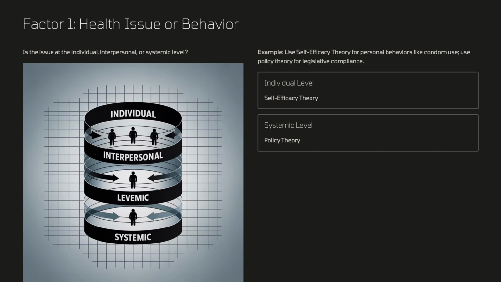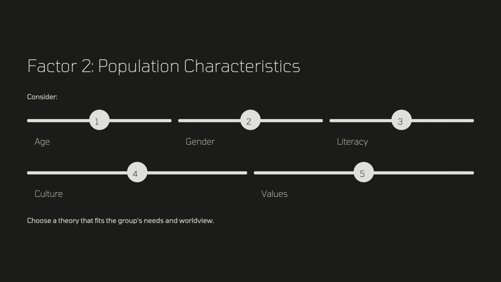Factors that influence theory selection. There are several key factors to consider when choosing a theory. First is the health issue or behavior. Are you addressing a personal decision, a social habit, or a systemic barrier? For example, using a condom is individual. Smoking bans are policy. Second is the population. Age, culture, literacy, and values matter. Teens might respond to peer modeling. Adults may value autonomy and self-efficacy.